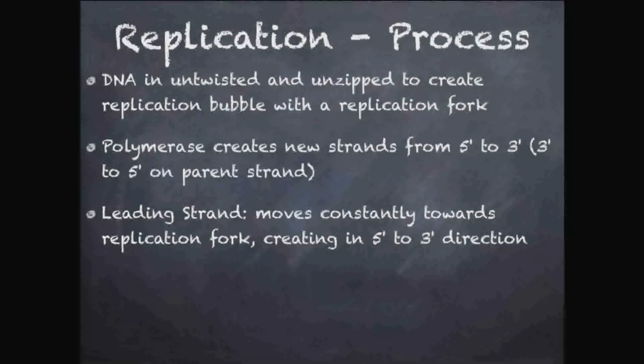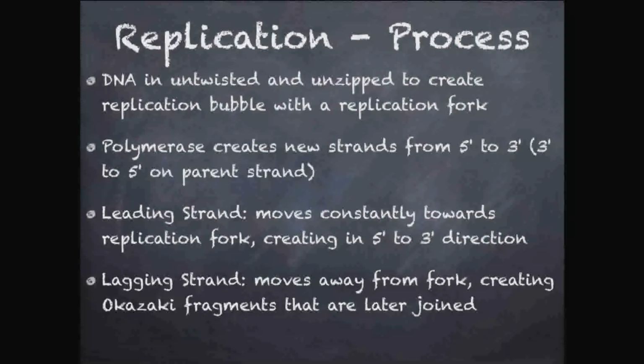And then we have something called the leading strand and the lagging strand. The leading strand constantly moves towards the replication fork, creating new pieces 5' to 3'. Very easy. The polymerase just goes right along. And we have something called the lagging strand. The lagging strand moves away from the fork, and because it's moving in 3' to 5' direction, it creates these things called Okazaki fragments. Basically what it does is it writes 5' to 3' pieces and then skips to the next place and starts writing another 5' to 3' piece. So this is kind of confusing.